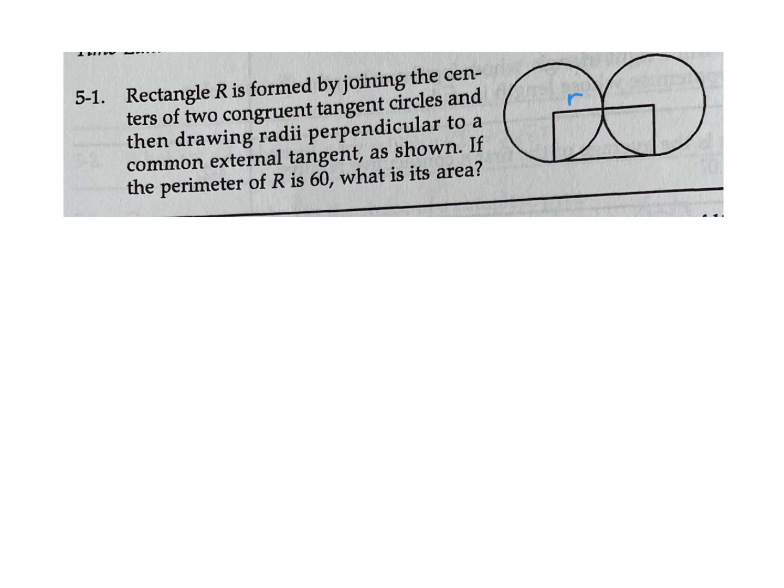So let's label this. This is R for radius, and this side will be 2R, the same as that because it's a rectangle. So they're saying the perimeter is 60, so that basically means that 6R is 60. So that means R is 10. And then they want the area of that rectangle.